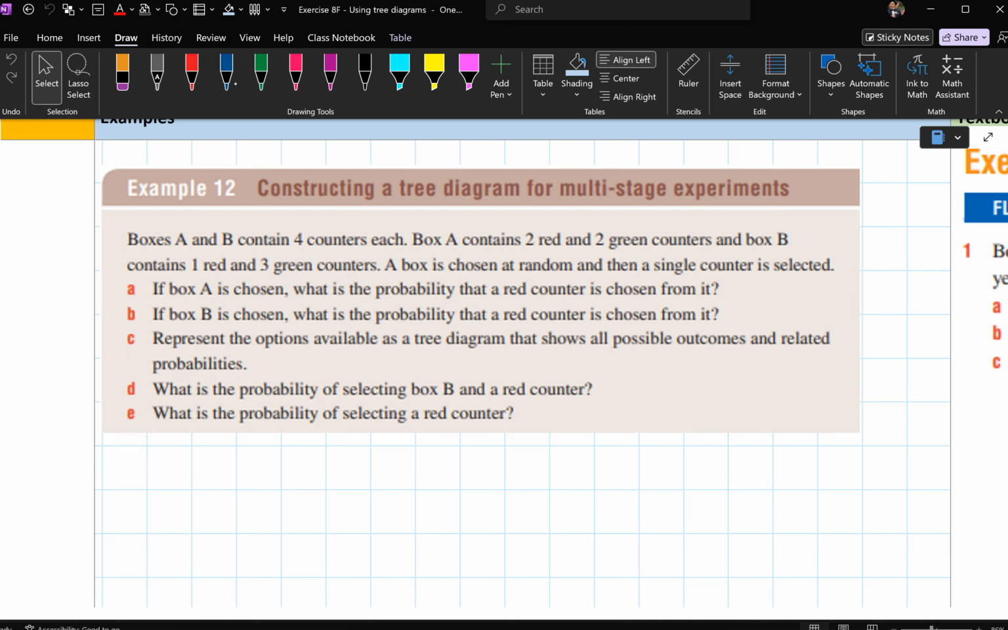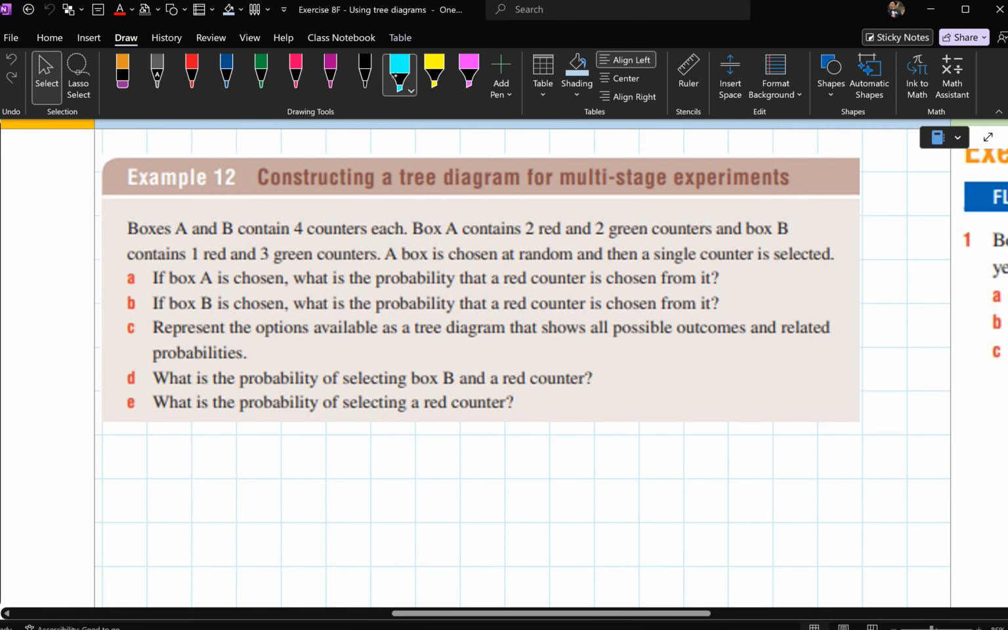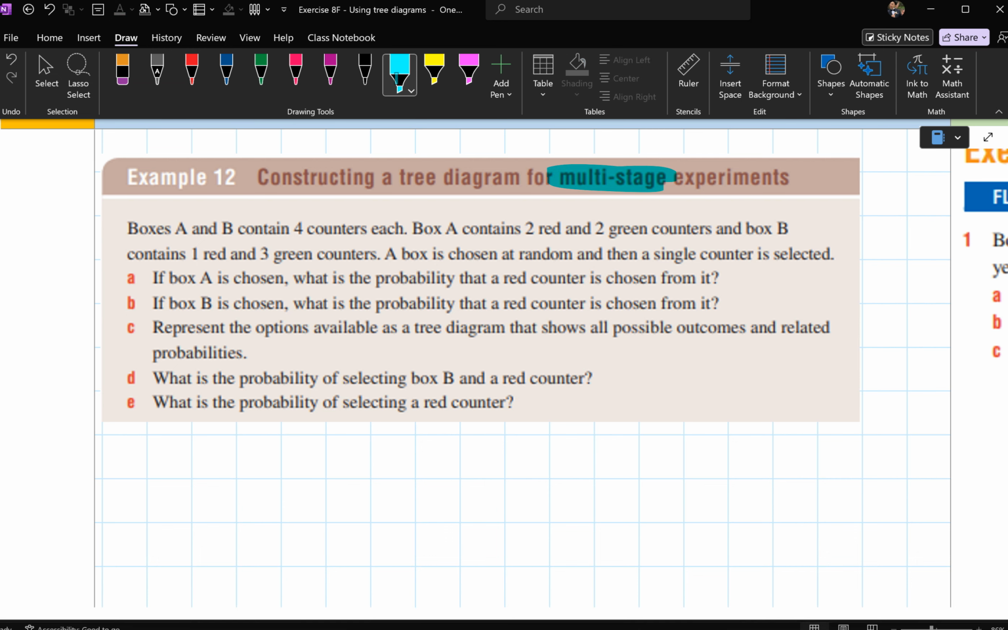Up here it says, constructing a tree diagram for multi-stage experiments. Now, what do they mean by multi-stage experiments? All they're trying to say is when you get a probability problem where there's multiple steps involved. For example, if I rolled a dice and I said, what's the chance of getting a 6? Everyone here can say, oh, it's 1/6, because there's only one 6 out of the 6 options. So that's one step, because I only rolled it once. But what happens if I rolled the dice twice and then I flipped a coin? What's the chances of getting at least an even number in tails? That makes it a bit harder.